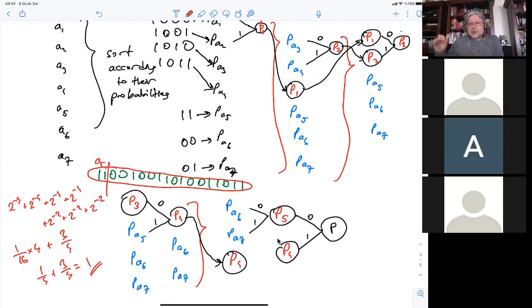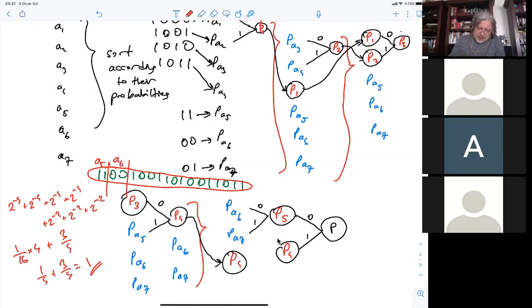And then we start pushing from the top as well. Again, is a 0. That 0 will arrive at P5. And another 0, it arrives at PA6, which is a symbol by itself. So we stop. And we cut, and we say it's A6. We don't continue any further.